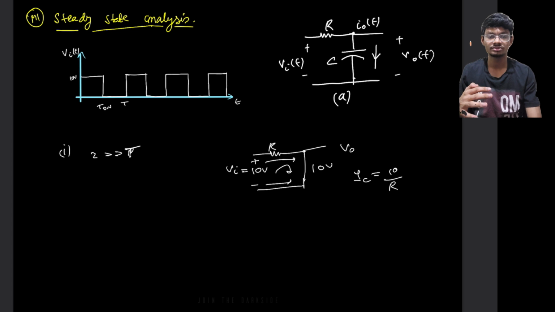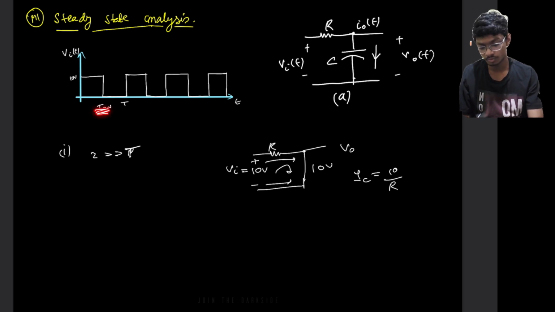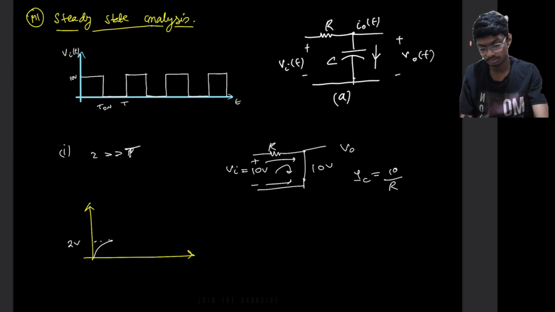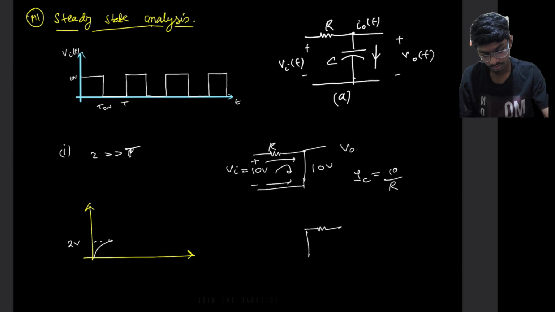So it will charge to some value, then it will stop, because this waveform is stopping at t on, then it is going to 0. So first let us draw the waveform. This voltage will charge to some value, let us assume this is like 2 volts. Then the voltage is going to 0. Now after t on time, the circuit will look something like this. This is C, this is R.